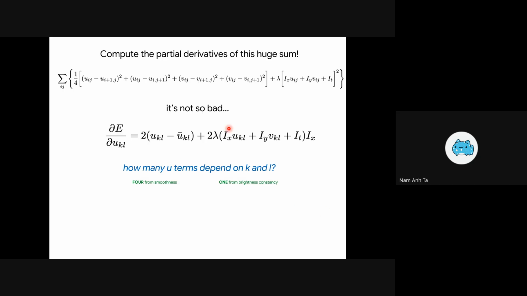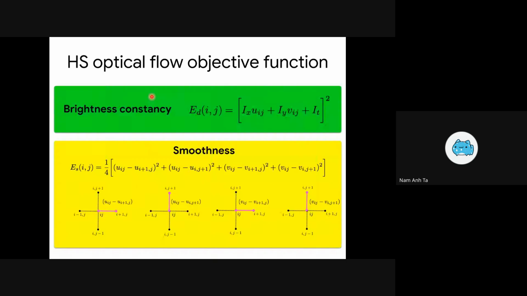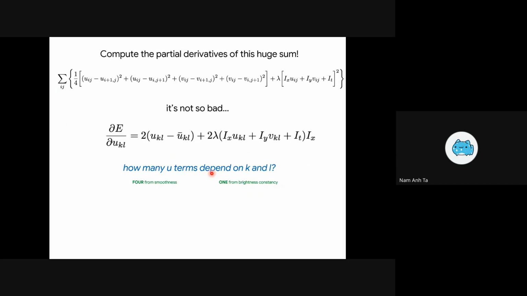There are two main components that can influence this UKL. The first is the smoothness constraint, from the smoothness term, which is the difference between the UKL and its four neighbors, like this one. We have four neighbors of this. And the second is the brightness constancy constraint, which ensures the UKL minimizes the intensity error. The resulting derivation gives us the iterative update rule that we need.